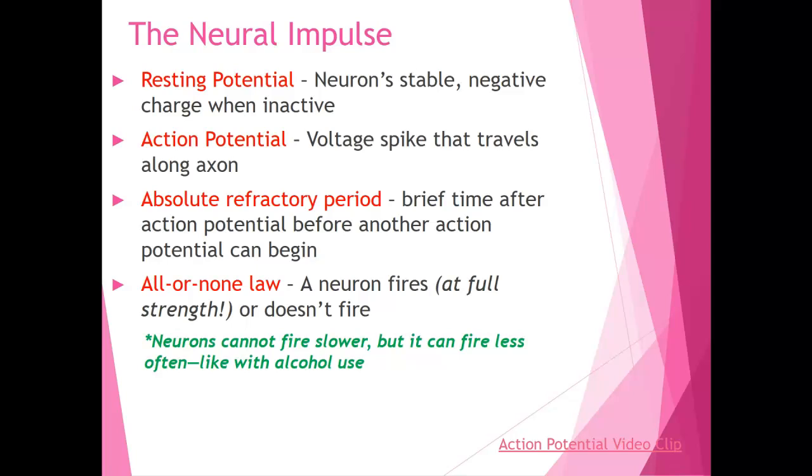We talk about the all or none law, which tells us that neurons fire at full strength or they don't fire at all. We do know that they can fire less often, so it can be whoosh, whoosh, whoosh, or it could be whoosh, whoosh, whoosh, less often because of things like alcohol use.